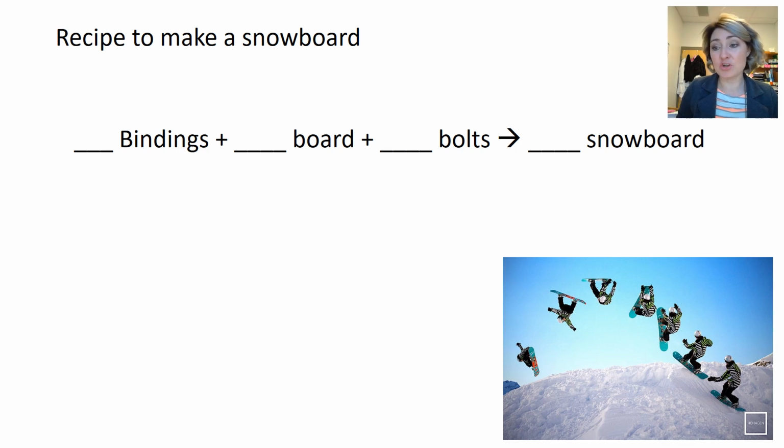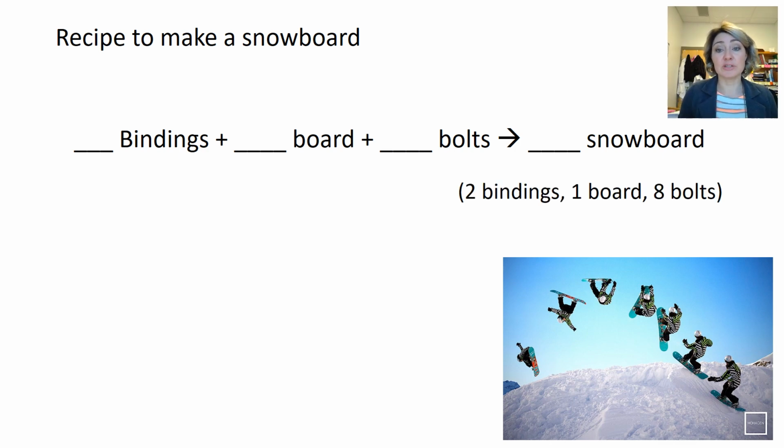These work in proportions. So to make one complete snowboard, assuming I have 2 feet, I'm going to need 2 bindings. And assuming I would like those bindings actually secured to the one board that I'm going to ride, not more than one, I'm going to need bolts for that. And we're just going to assume that those bindings require 4 bolts apiece times 2 feet. So I need a total of 8 bolts.